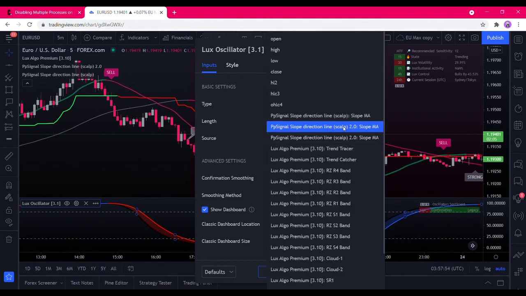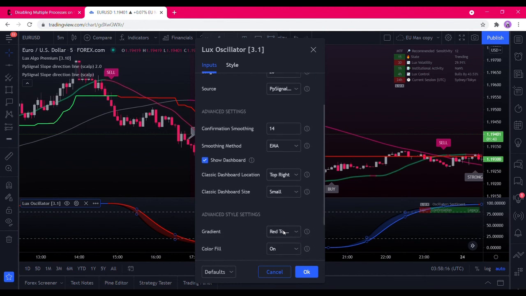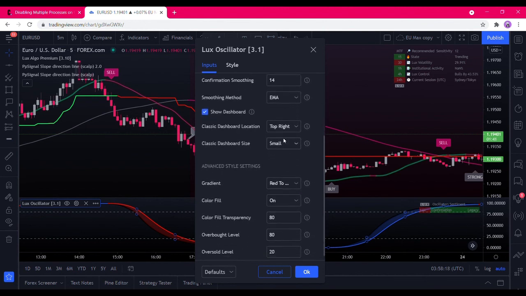If you set the strategy up correctly, exactly how I have it set up, it'll be looking exactly like mine. It's going to be the PP signal in the middle. And it's very important that you pick this specific one because it will change the outcome of what the Lux oscillator will look like. So please make sure it's the middle one and it's the 2.0 version. Confirmation, smoothing, all this stuff, I don't think it matters on the legacy mode, but just in case, there it is.